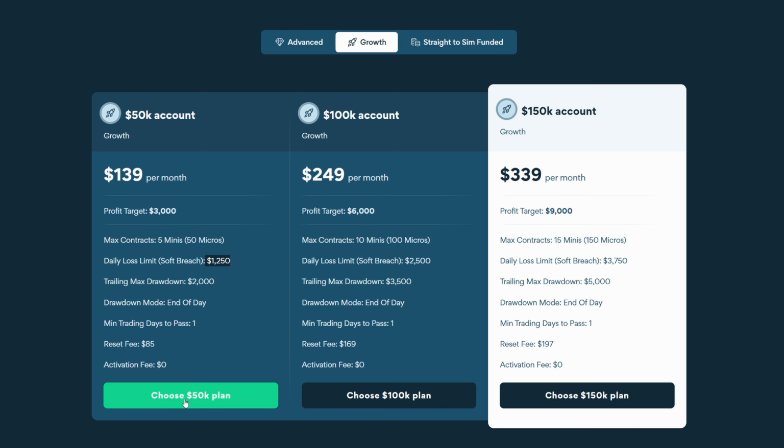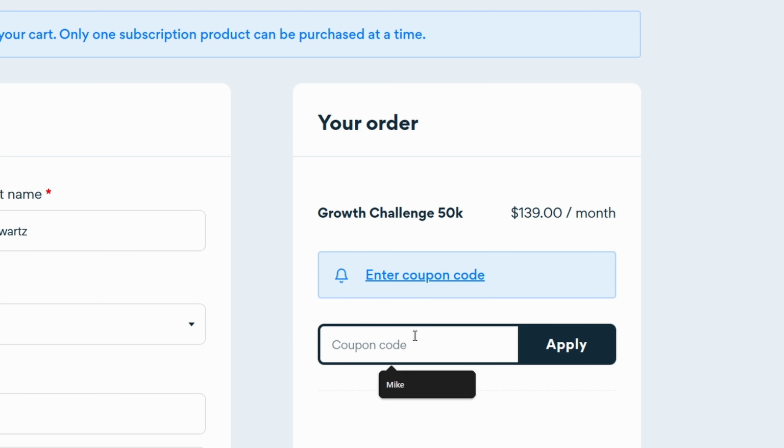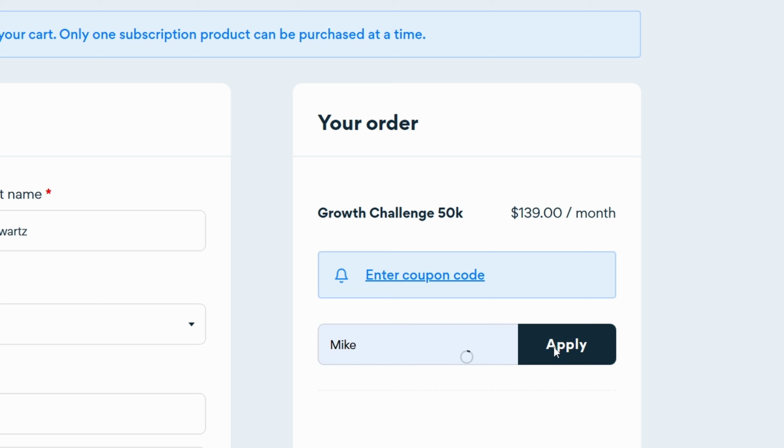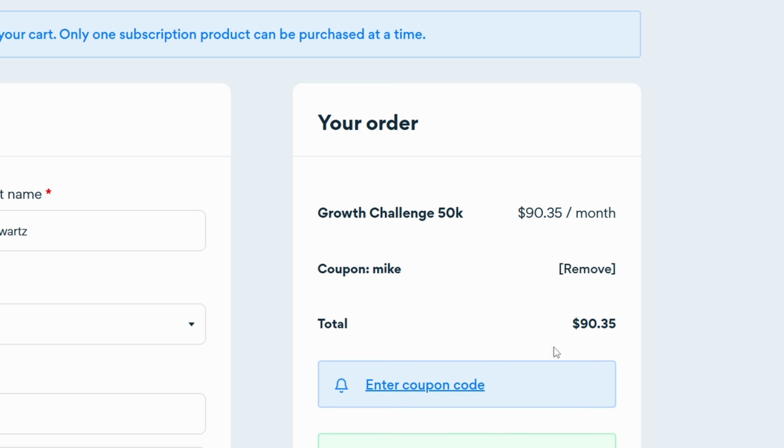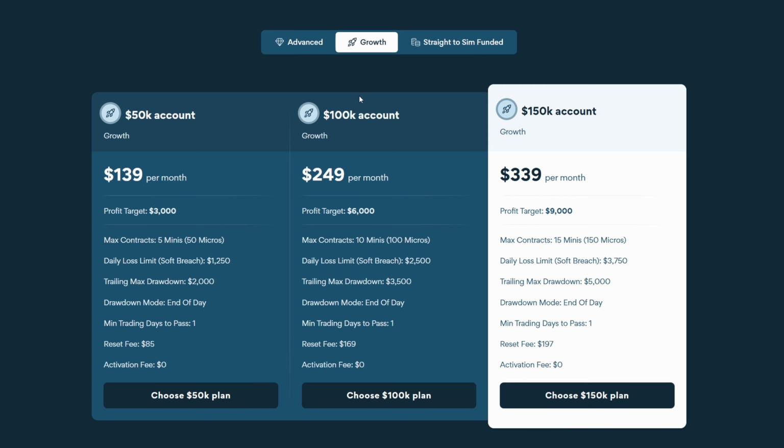So if we go ahead and click on choose plan now, and we simply type in that promo code Mike, we can see the total price of that account is only $90.35. So if you compare that to the current Apex account where you pay $173 once you pass, it's actually not a bad deal, and it does have better drawdown. However, what about the payout policy? As traders, that's the one thing we care about the most. How can we get our money?